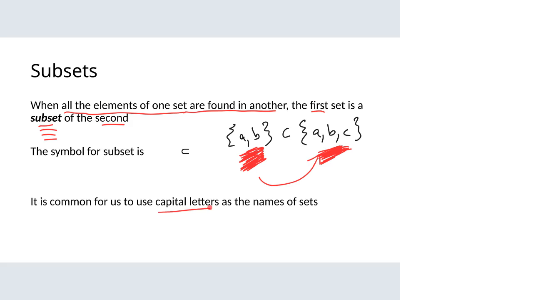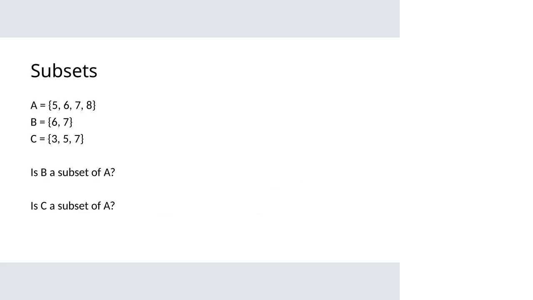I said earlier it's going to be common for us to use capital letters as the names of sets. That's basically going to save us some writing. We're going to have a shorthand that we can use as we discuss different sets. Here's what I mean by that. We're going to call the set {5, 6, 7, 8} set A. And then this set {6, 7}, we're going to call set B. {3, 5, 7}, we're going to call set C. So instead of having to write it out in roster form every single time, we can just ask a question. Is B a subset of A?